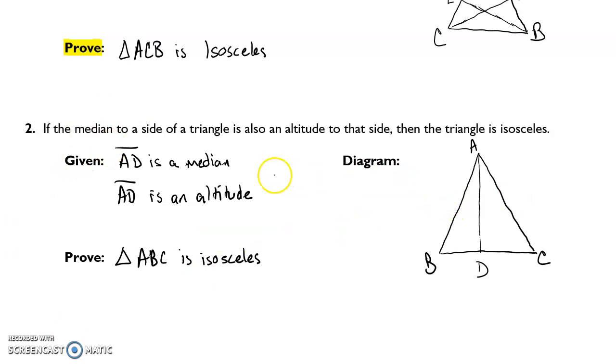And then when we are actually writing our givens, it comes from our if, and our prove is going to come from our then. But it does need to be specific. We don't want to prove it is isosceles. That's not specific enough. And we don't want givens of we have a median, we have an altitude. Be specific about what those are.